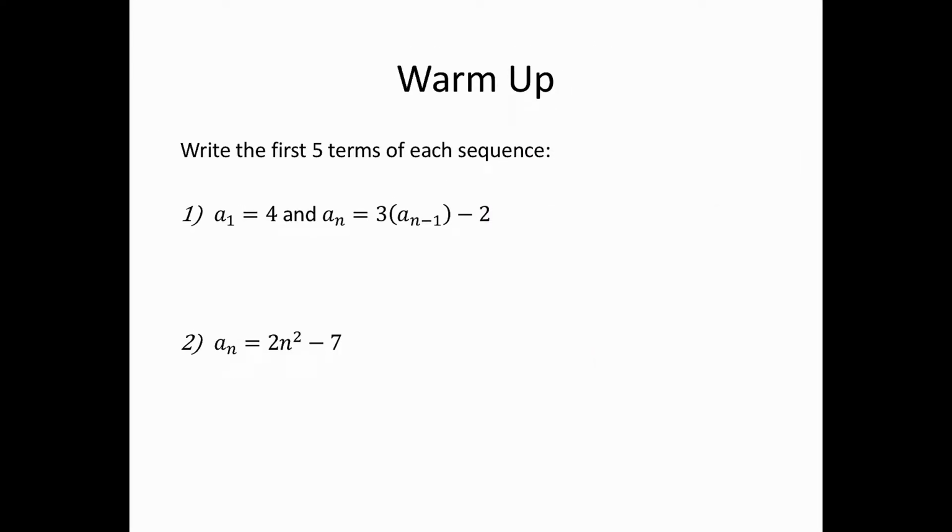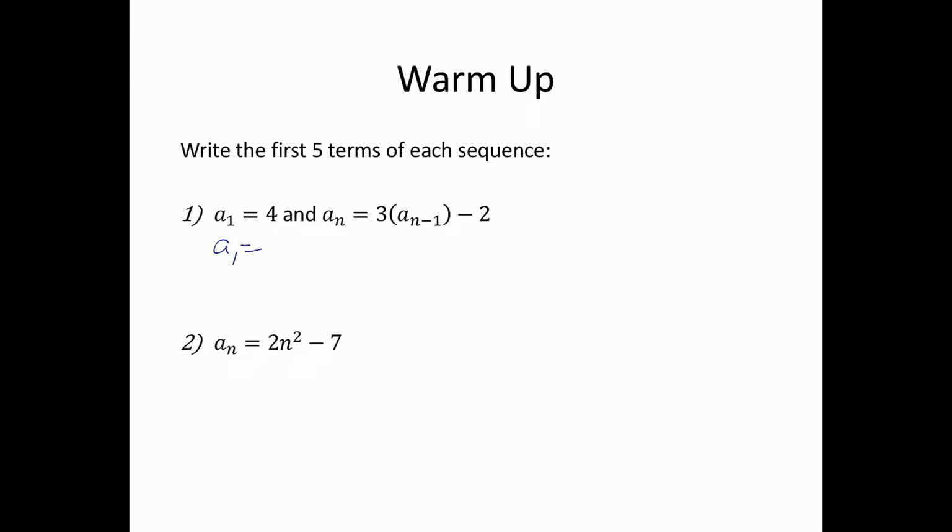Let's start with the warm-up. Let me read these through, and then I'd like you to pause the video and try these on your own. It says, write the first 5 terms of each sequence. The first one goes a sub 1 equals 4, and a sub n equals 3 times a sub n minus 1 minus 2. The second one just says a sub n equals 2 times n squared minus 7. First one, well, actually, I'd like you to pause the video. And now let's continue as if you all had paused.